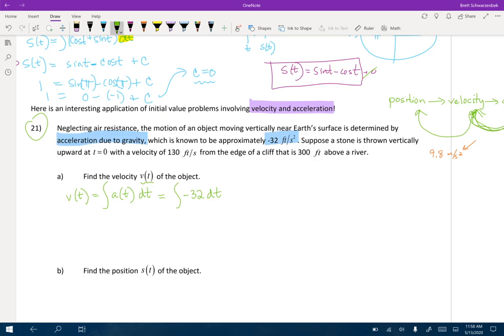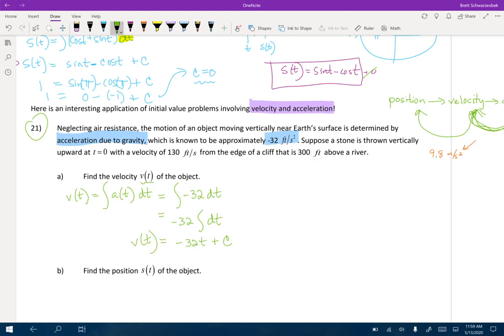Well, the negative 32 goes to the front, and we're just taking the antiderivative of basically 1. Well, what is 1? 1 is just t to the 0. So if you take the antiderivative of t to the 0, you get t to the 1 over 1, which is just t. So therefore, what do we get? We get negative 32t plus c as our velocity function.